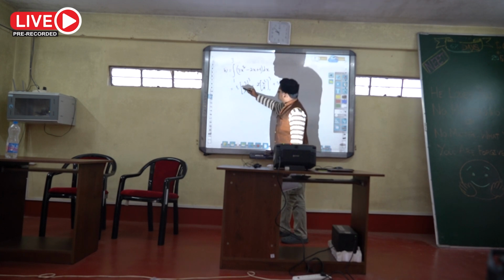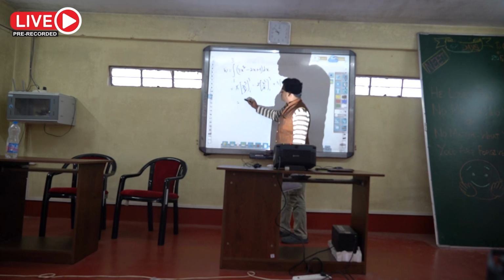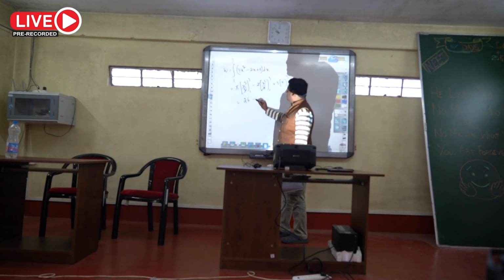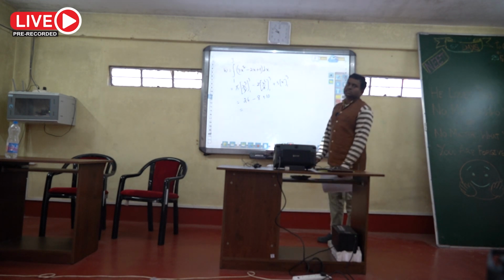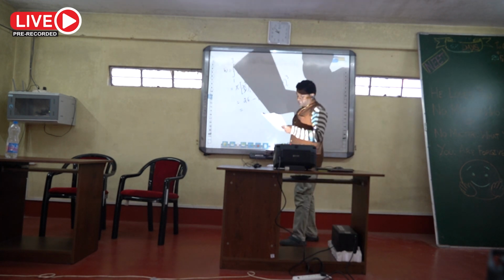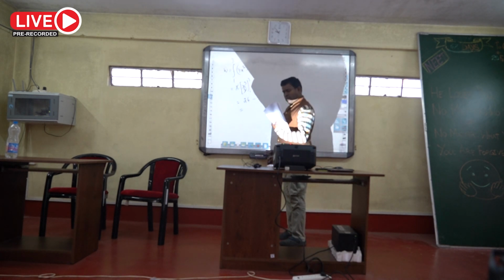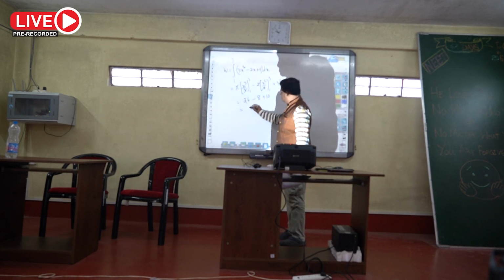So this 2 cancels, 3 cancels. So it is 3 cube, that is 27 minus 1, 26. Minus 3 square, that is 9, 9 minus 1, that is 8. And this one is 5 into 3 minus 1, 3 minus 1, 2, 2 into 5, 10. So 26 plus 10, 36, 36 minus 8, that is 28 joule.